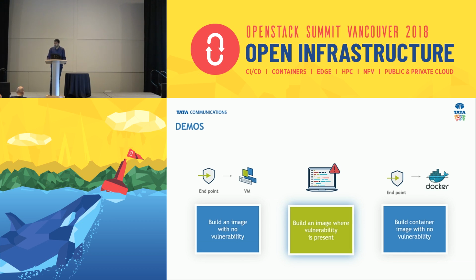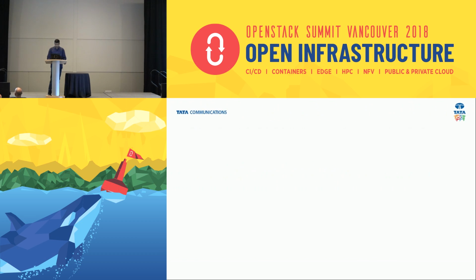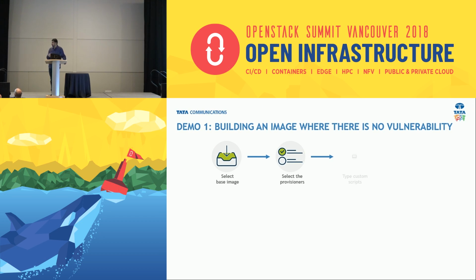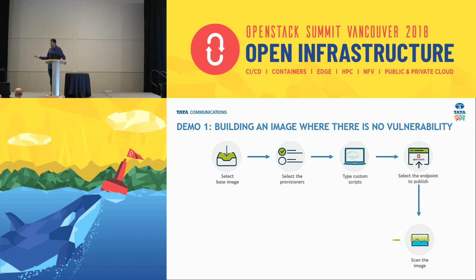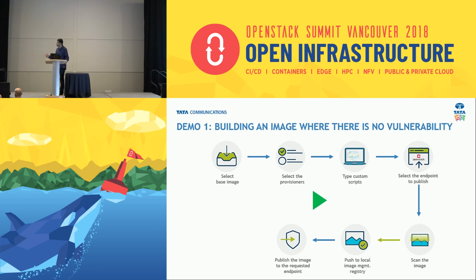And for publishing, we issue a Glance API request to onboard the image to the corresponding registered OpenStack environment. So to demonstrate the capabilities of our framework, we derived 3 use cases. The first one is building an image where there is no vulnerability, and the second one, building an image with vulnerability and preventing it from publishing to the registry to make sure that the registry is clean and safe. And the third one, build a Docker container with Ansible provisioning.